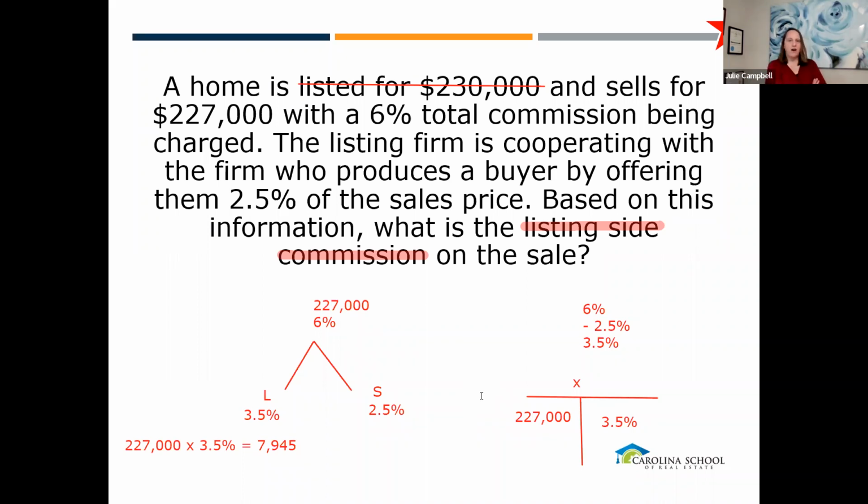We mapped it out. We got the visual. And just start filling in the blanks. If one side's getting 2.5, the other side will get 3.5. Do you have any questions on this? For fun, why don't you guys tell me in the chat how much the selling firm's going to get? Doesn't that sound like fun?